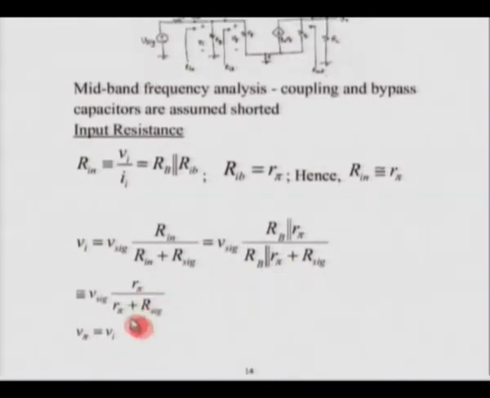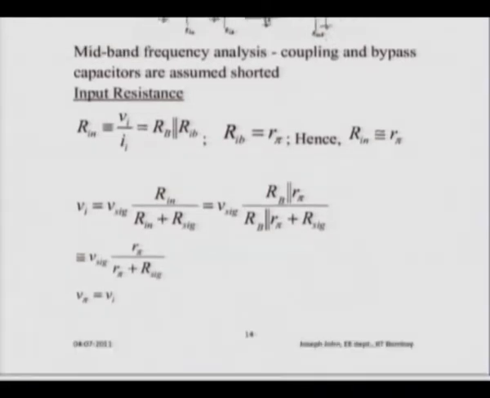Now we see here that when we use a common emitter amplifier, if we have R sig significant in comparison to R pi, then we are going to get a much smaller fraction of the input voltage developed here. So in this case we see that V pi is the same as Vi here.